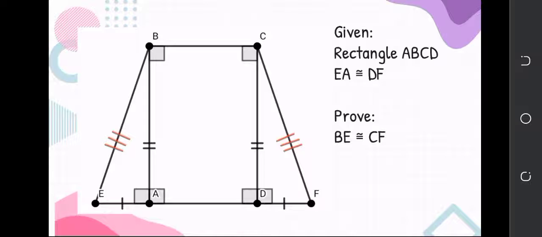It is rectangle ABCD, and as we know, a rectangle has 4 right angles. We have to put the markings on line segment EA and line segment DF because they are given to be congruent. And we also put red markings on what we are going to prove: the line segment BE, that we have to prove is congruent to line segment CF.